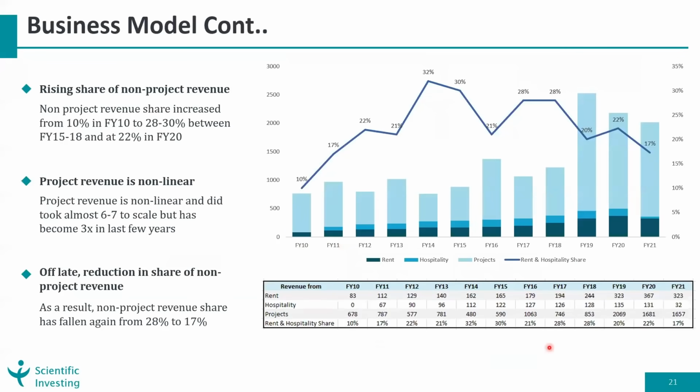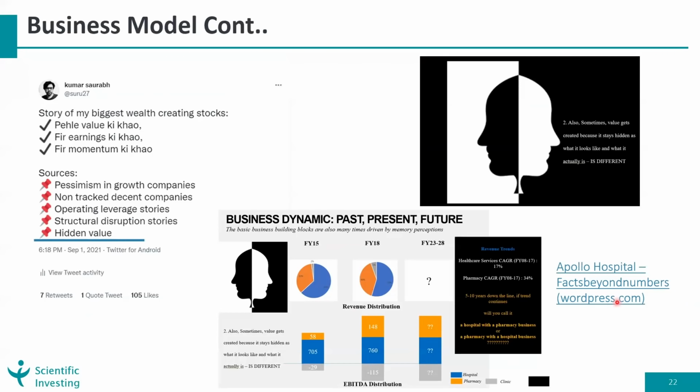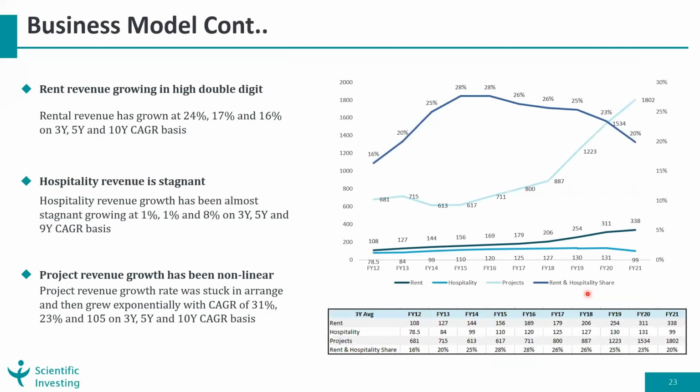But just remember this slide about the repeatable, predictable, cash flow generating business, which is slowly and consistently growing. And we'll come back to that. And if you want to read more about Apollo, there is a blog on Apollo Hospital written 3 years back on my blog, Facts Beyond Numbers. You can go and read about it. There are PPTs and all.